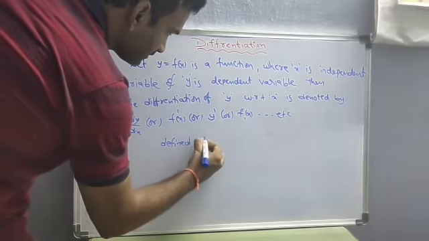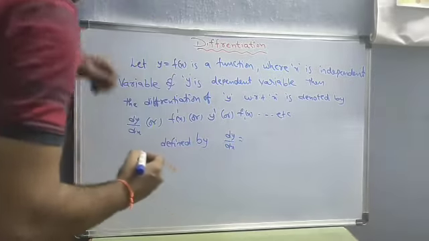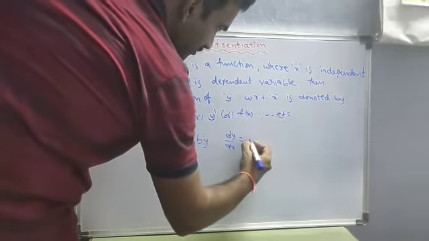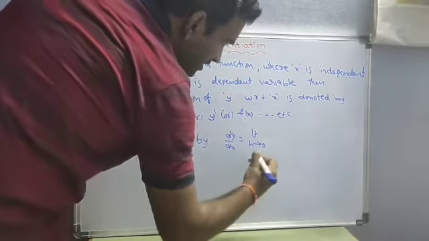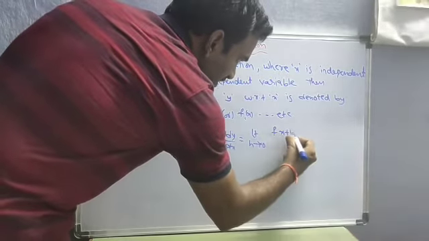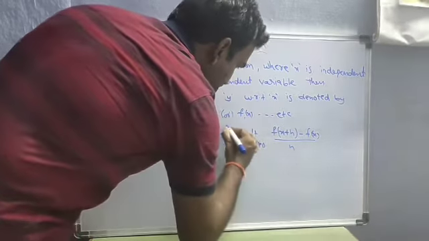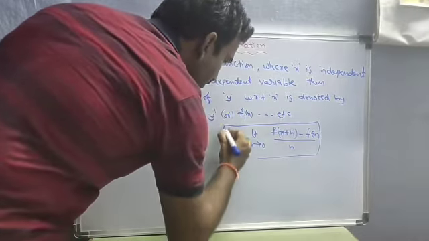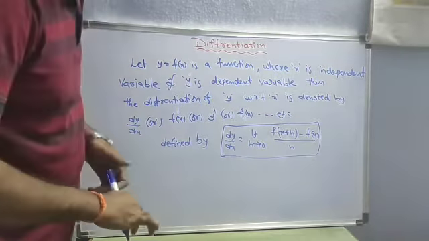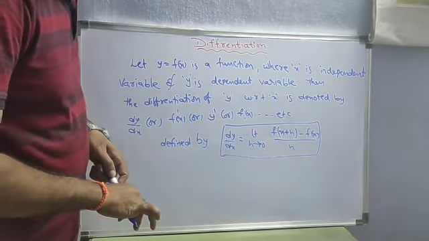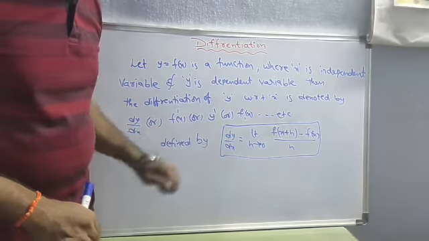defined by dy by dx equal to limit h tends to 0, f of x plus h minus f of x, the whole divided by h. So this is the general definition of differentiation of y with respect to x.